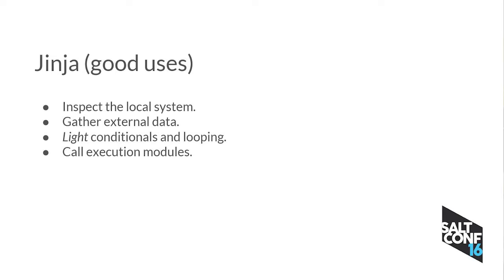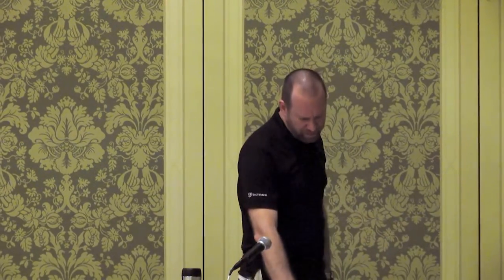As I mentioned, good uses: inspect the local system, gather external data, right? And the nice thing about this is it doesn't matter where you gather the data from. Your goal is to build this data structure, right? You don't care where the data that informs what this data structure looks like comes from. It can come from Pillar. It can come from another file on the file system, a map file, right? That is that pattern. It can come from shelling out and inspecting things. So those are all great uses of Jinja.